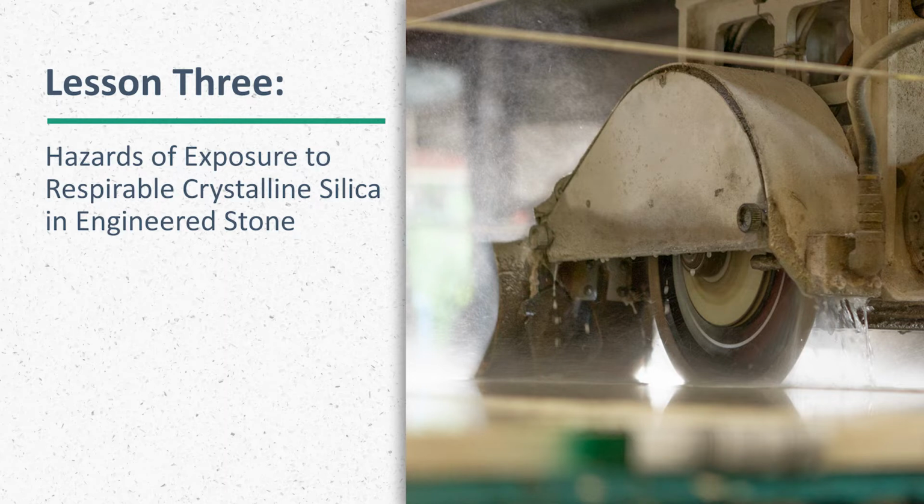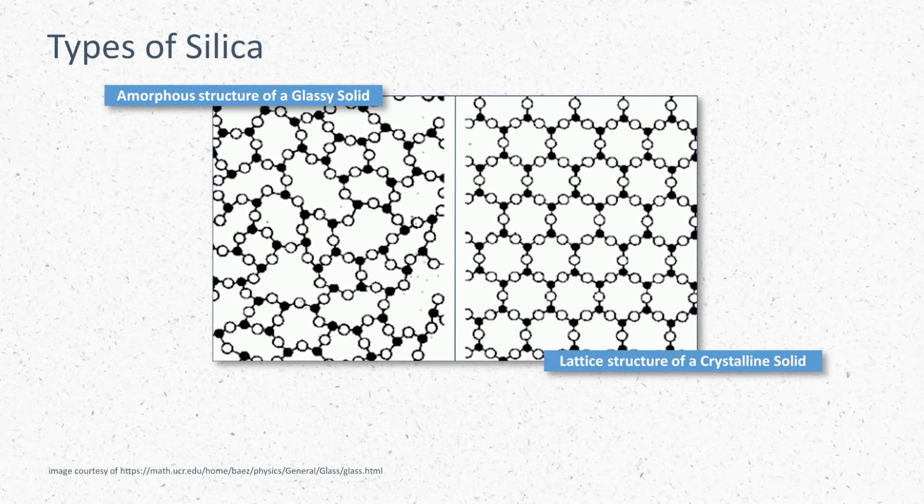This is Lesson 3, Hazards of Exposure to Respirable Crystalline Silica in Engineered Stone. In this lesson, we will be talking about how exposure to respirable crystalline silica can cause adverse health effects.